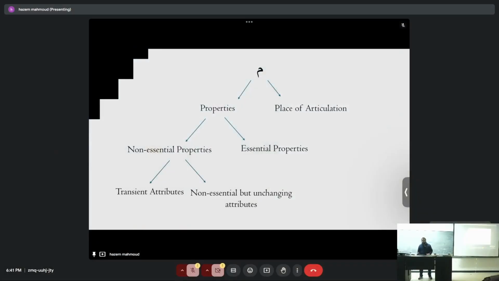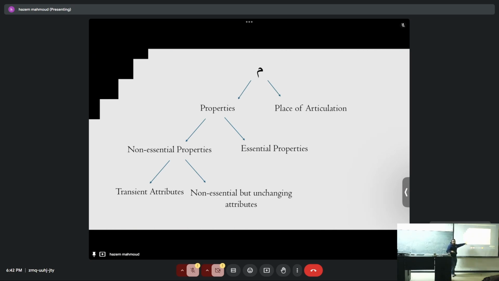We talked about the place of articulation. We talked about an essential property. An essential property is part of what the actual letter is, so if the essential property is removed, the letter does not exist anymore. And then we talked about a transient property, which is a non-essential property. When does it happen? We said it happens when two letters combine with each other.